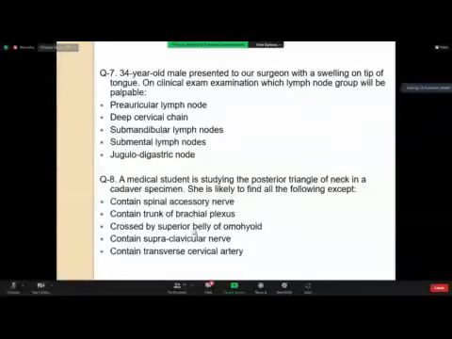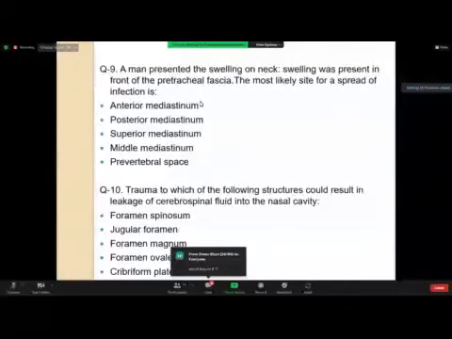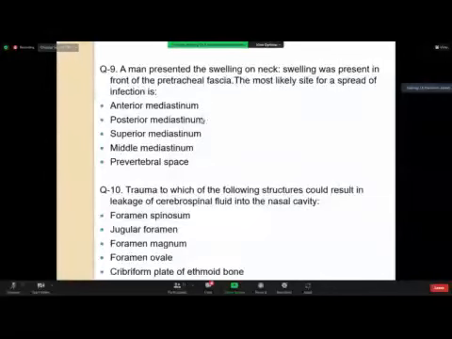Next we have a man presented with a swelling on the neck. The swelling was present in front of the pretracheal fascia. The most likely site for spread of infection is the anterior mediastinum, because the pretracheal space extends up to the anterior mediastinum. The retropharyngeal space extends up to the posterior mediastinum. The danger space extends up to the diaphragm. Will you remember this?